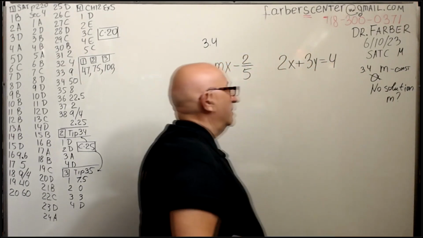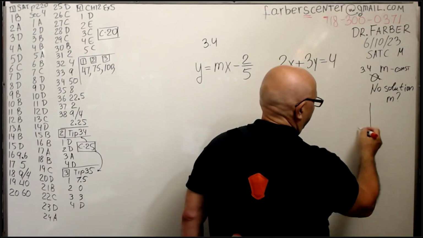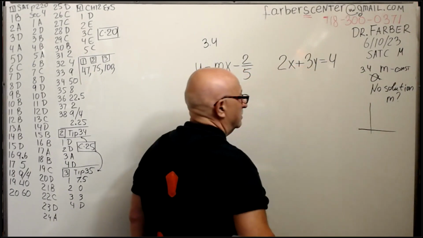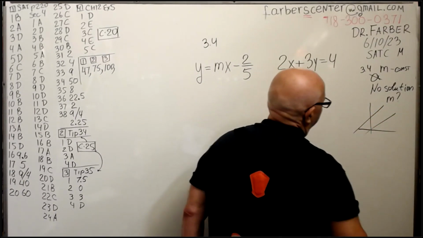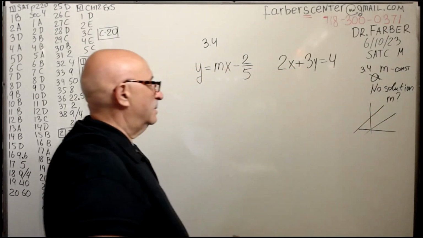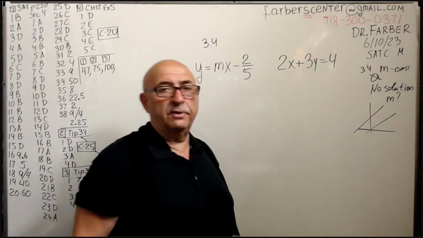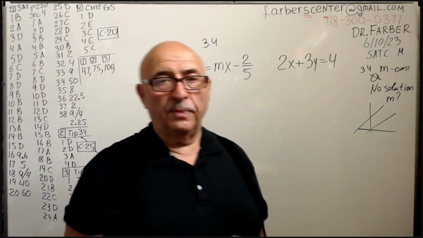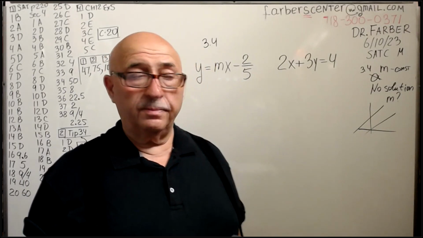We did this many times. When we have no solutions, if you have Cartesian coordinates and two graphs, two lines, and they are parallel, it means they never intersect, so they don't have a solution. Two lines are parallel when their slopes are the same.